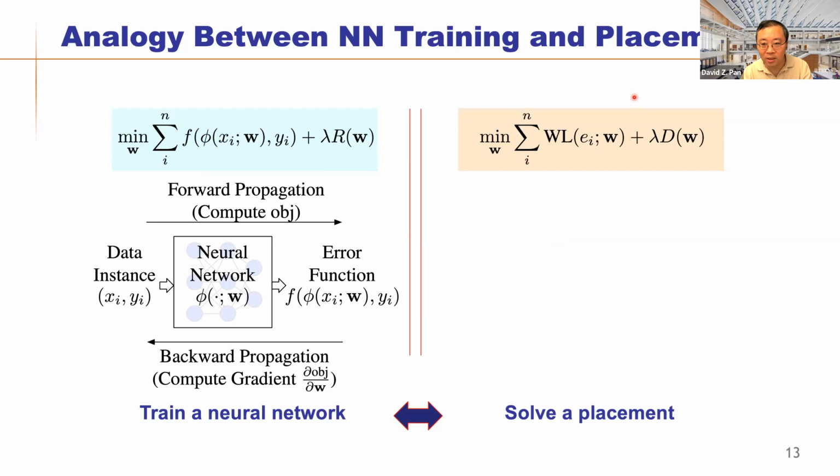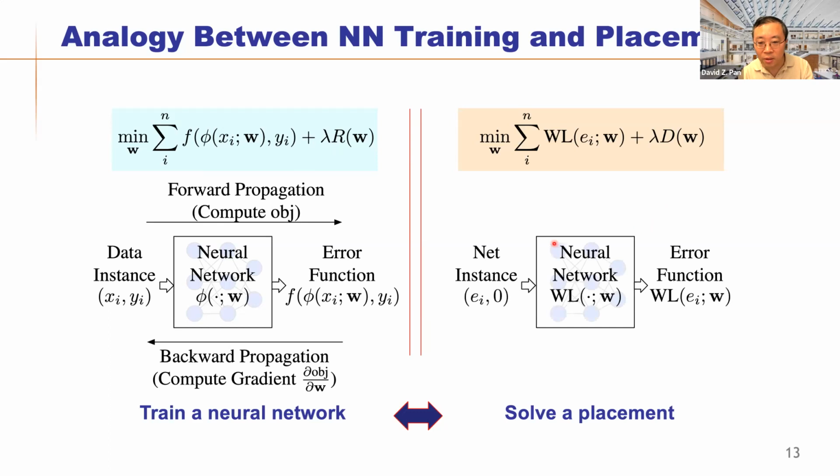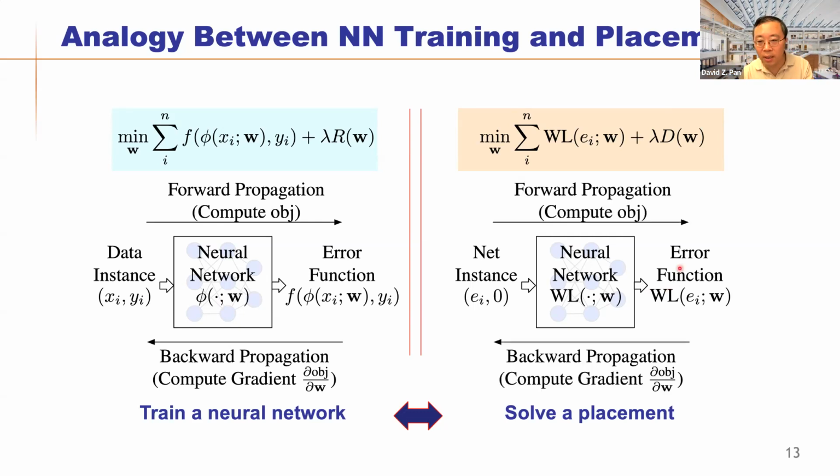If you now look at your placement problem, it's surprisingly similar. Basically, I'm trying to minimize the wire length, and meanwhile, I want to make sure the density is more or less even. So you can now mimic and cast it: what's your data instance? Your data instance is your netlist. And you want to minimize wire length, so that's why you give it the target of 0, and the error function will be the wire length. And what is your weight? The weight is essentially the XY location of your cells that you need to place. Then you have forward and backward propagation. If you do it well, you can get a very good placement engine.